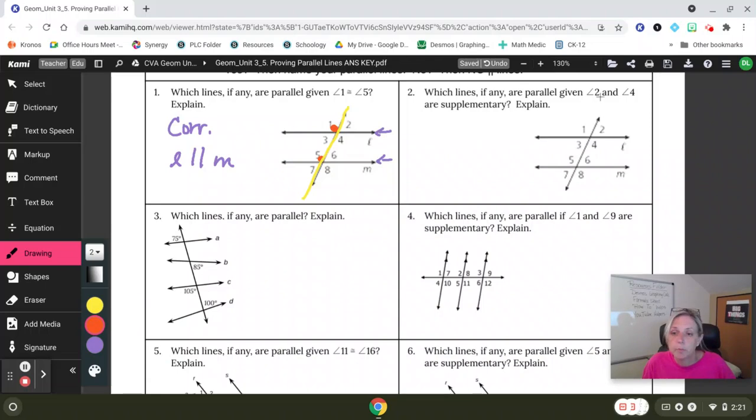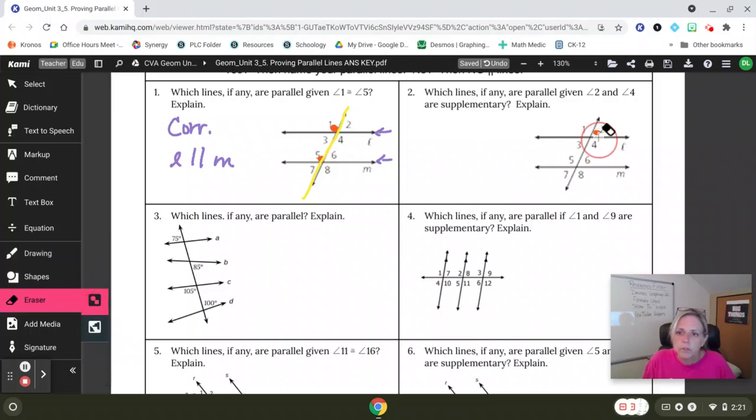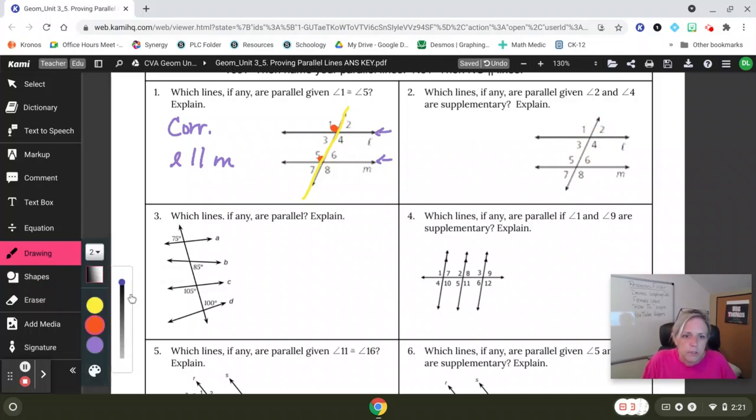Which lines, if any, are parallel given angle 2 and angle 4 are supplementary? So here's angle 2, okay, and here's angle 4. I'm going to put 2 dots on angle 4 because they're not congruent. If you want to use arcs, it's a little harder to do it when it's thick. So angle 2 is supplementary to angle 4. So I would put 1 arc on angle 2 and then 2 arcs on angle 4 because I don't want to mark them congruent, but I do want to know which 2 angles we're talking about.